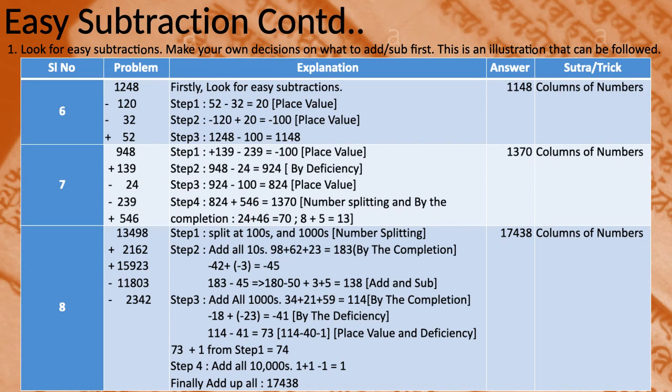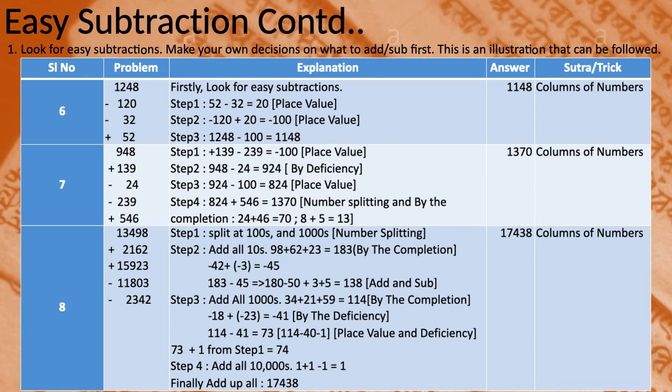I have split it at thousands and hundreds. Sorry, 10,000s and hundreds. Now I'll first take up all the tens: 98 plus 62 plus 23. These are all to be added, right? I'll add them up. By applying various tricks, by completion and other tricks, I'll get 183 as the answer.